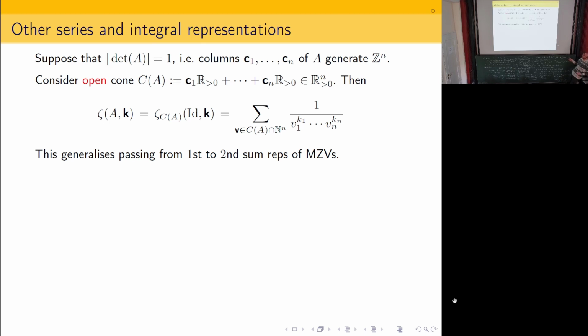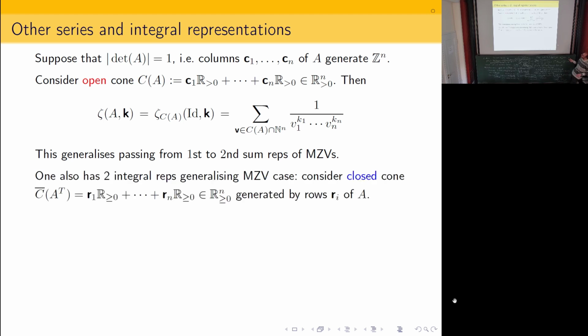So this is the first remark. Still, it's a sum over a cone, if you want. So it's a conical sum, at least in this case. And then you also have two integral representations, like in the multiple zeta value case. To look for these representations, I first introduced the closed cone associated to the matrix, or rather to the transpose matrix. So this is the cone generated by the rows of the matrix A, and I want a closed cone.